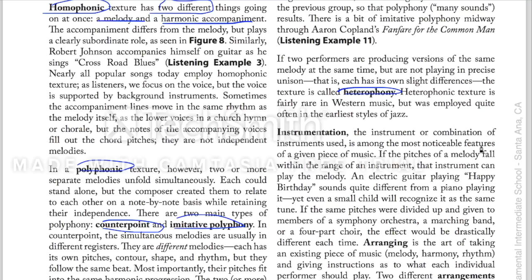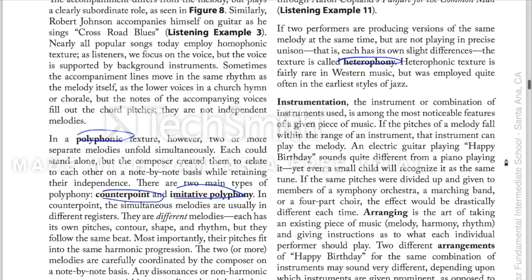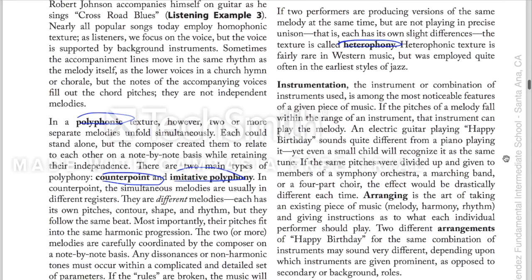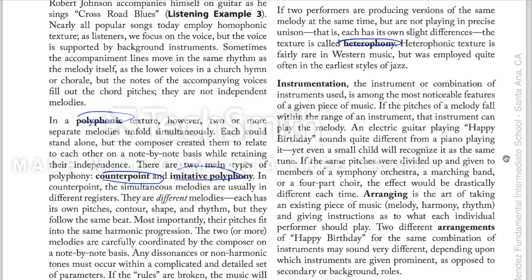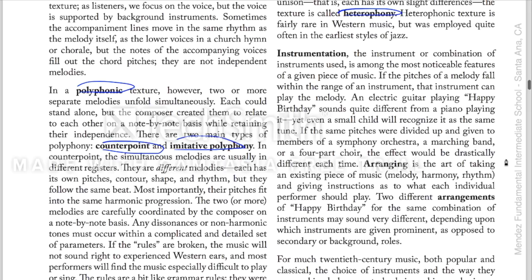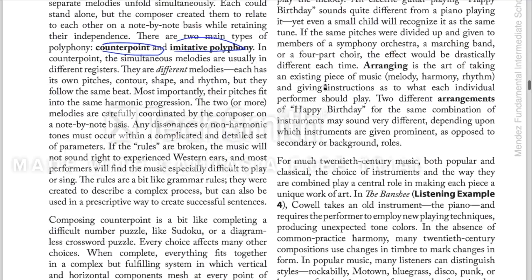Instrumentation, the instrument or combination of instruments used, is among the most noticeable features of a given piece of music. If the pitches of a melody fall within the range of an instrument, that instrument can play the melody. An electric guitar playing Happy Birthday sounds quite different from a piano playing it, yet even a small child will recognize it as the same tune. If the same pitches were divided up and given to members of a symphony orchestra, a marching band, or a four-part choir, the effect would be drastically different each time.